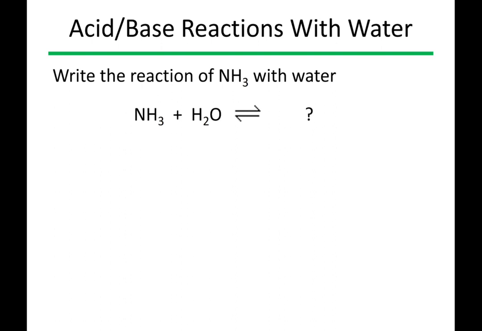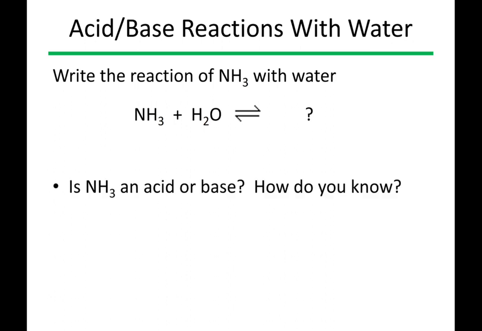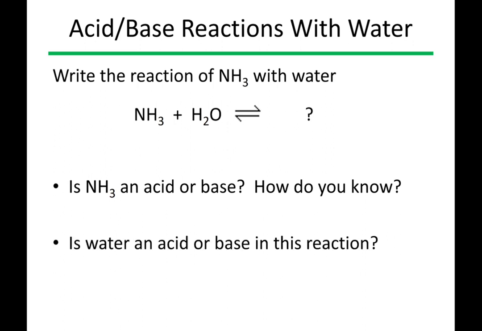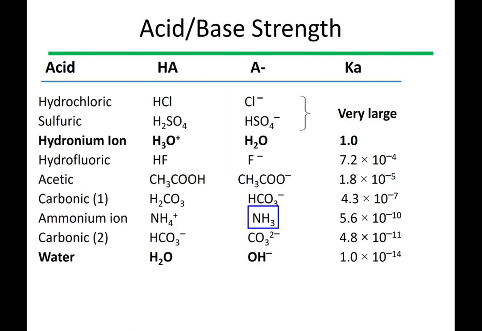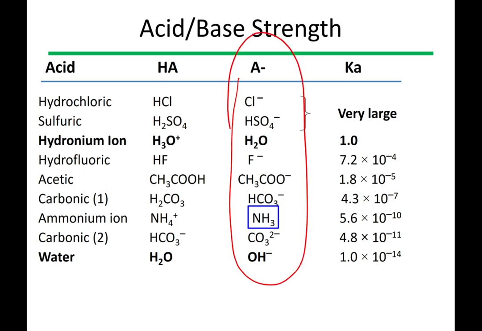So first of all, we might look on the table and find where NH3 was. And so this is how you'd answer this question: is it an acid or a base? You would look it up. And to find out if water is an acid or a base, you would have to decide what NH3 is doing in this reaction. If we look it up on this table, we can see that NH3 appears in this A- column. So that means that it's going to act as a base.